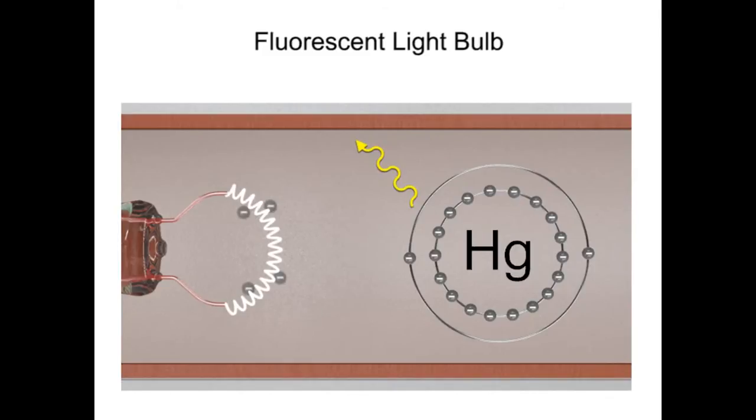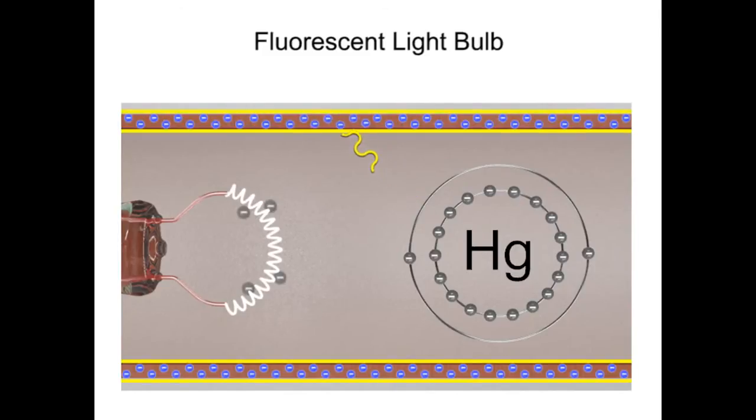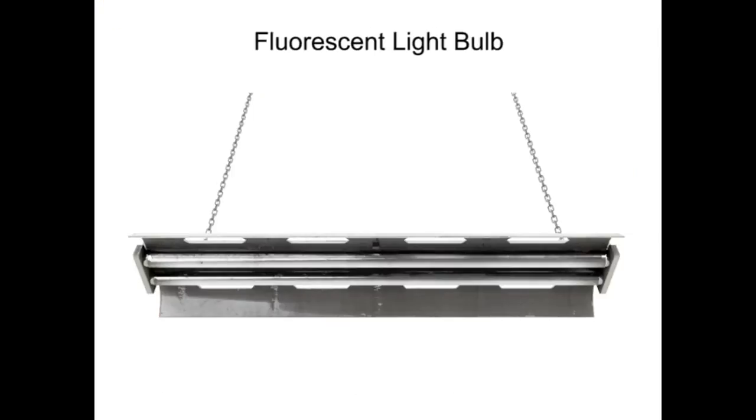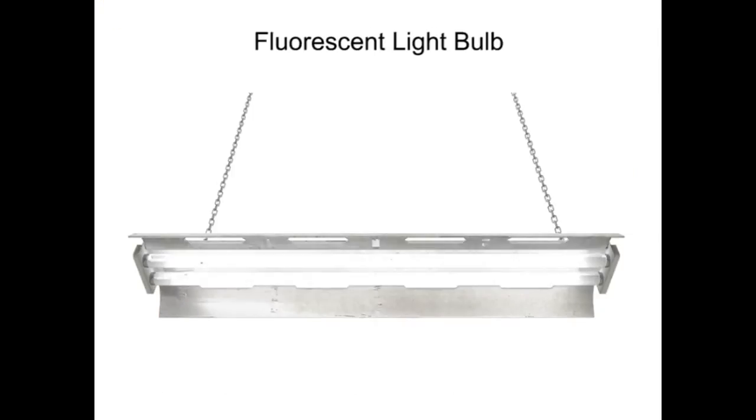This photon is then absorbed by the electrons of the phosphor powder lining the tube, again exciting electrons in the process. This excitation is followed in turn by de-excitation and the release of a low-frequency photon. The photons from all these reactions combine to produce the glow of white light, characteristic of fluorescent bulbs.